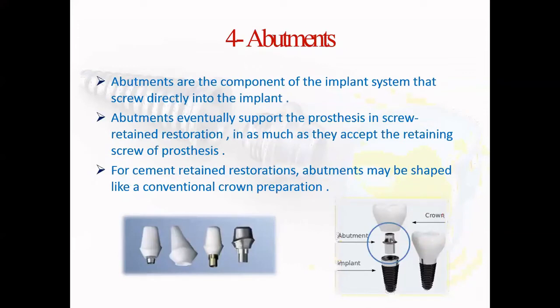Abutments are the holding part of the crown. Abutments are the components of the implant system that screw directly to the implant and which hold the crowns or bridges. Abutments eventually support the prosthesis in either way, such as a screw retained way or through cement retained restorations. We have various angulated abutments to match the profile of the patients.